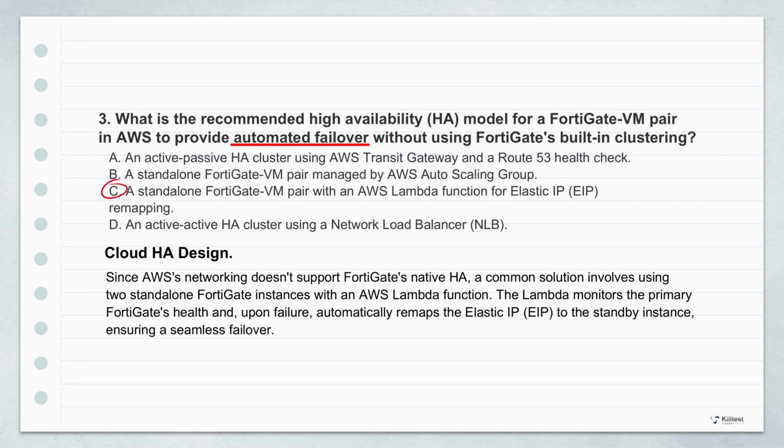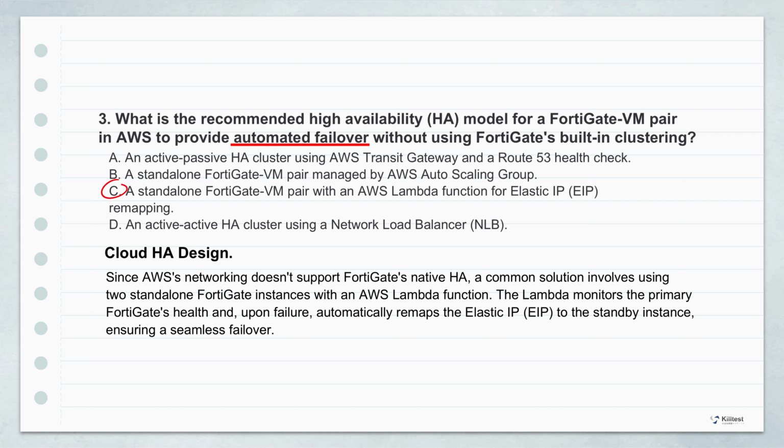Yes, you do have another component, the Lambda function, that needs managing, monitoring, maybe updating, but you weigh that against the benefit. You get automated failover, which is often critical, using native AWS services. The complexity is sort of contained within that serverless function, which is arguably better than trying to force an on-prem HA model into the cloud where it doesn't quite fit. Good point. Trade-offs, as always.